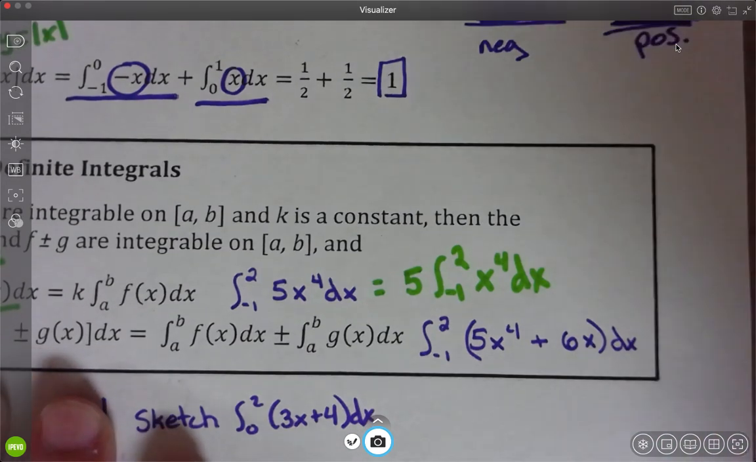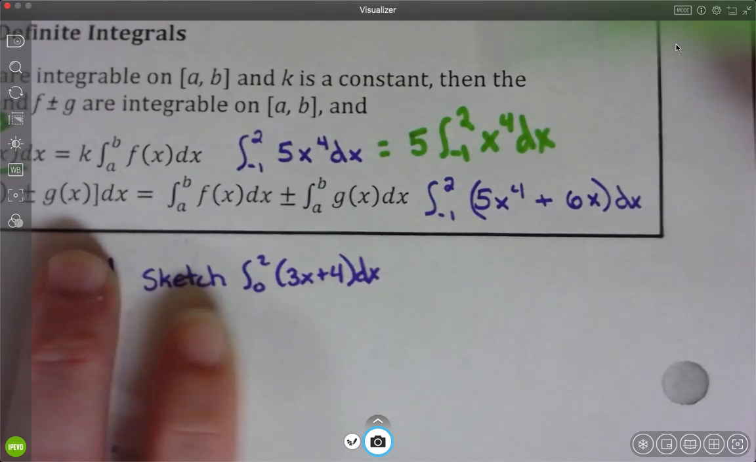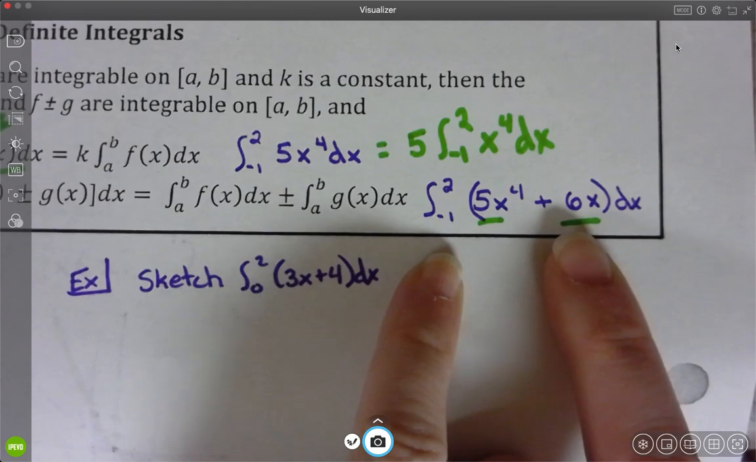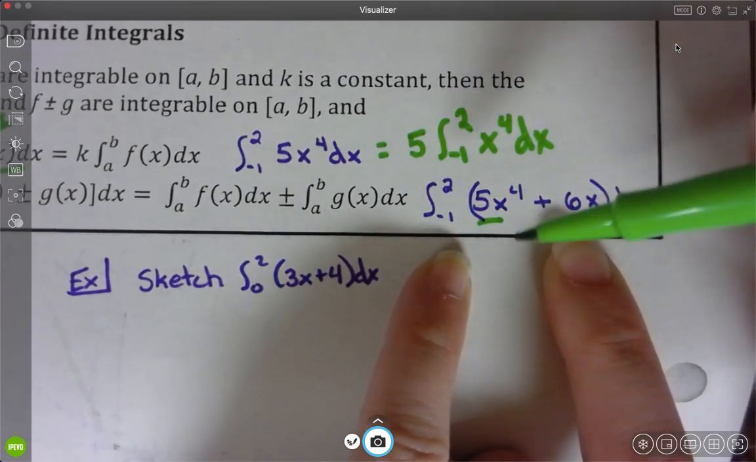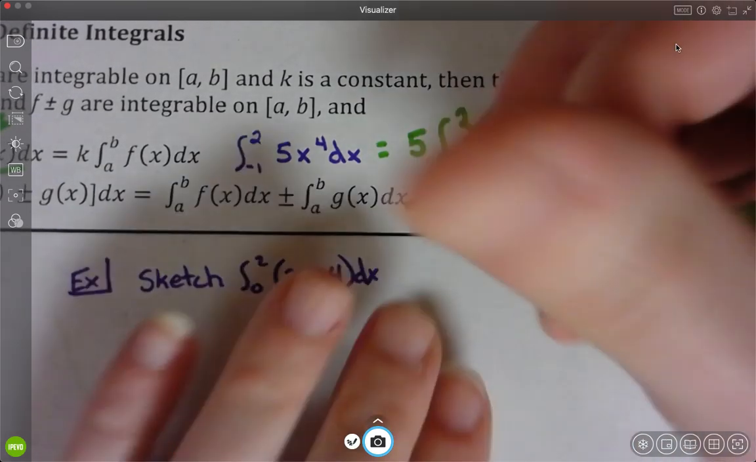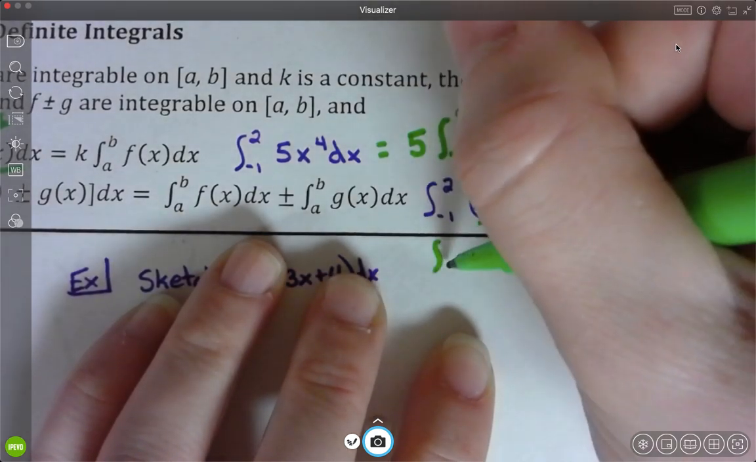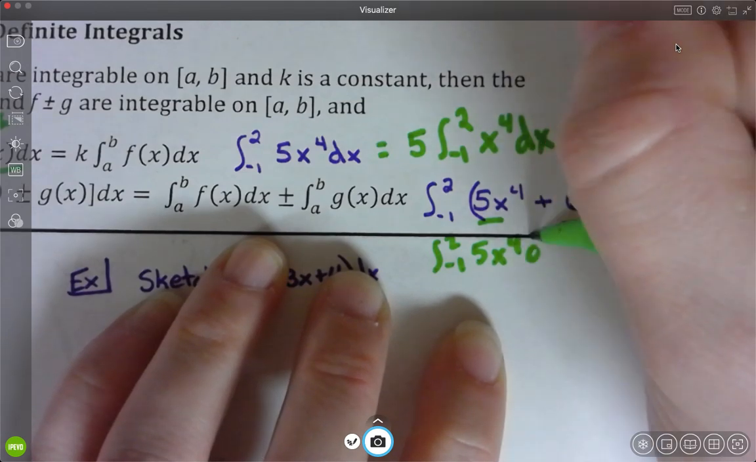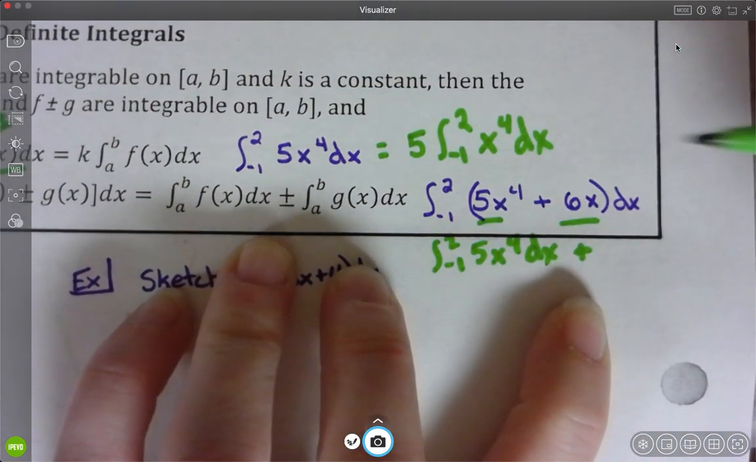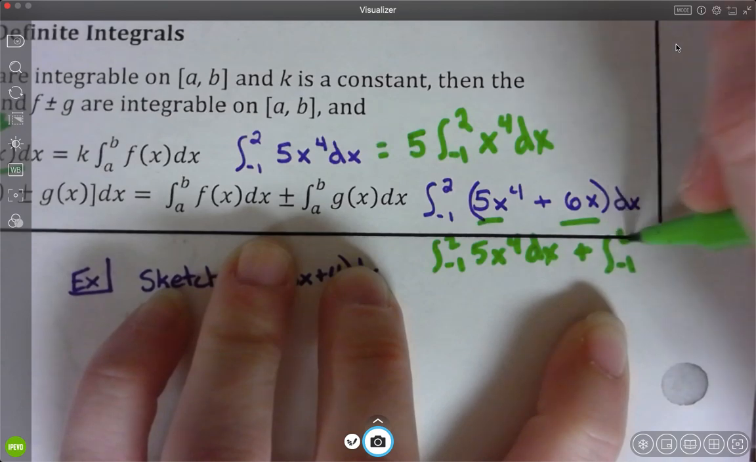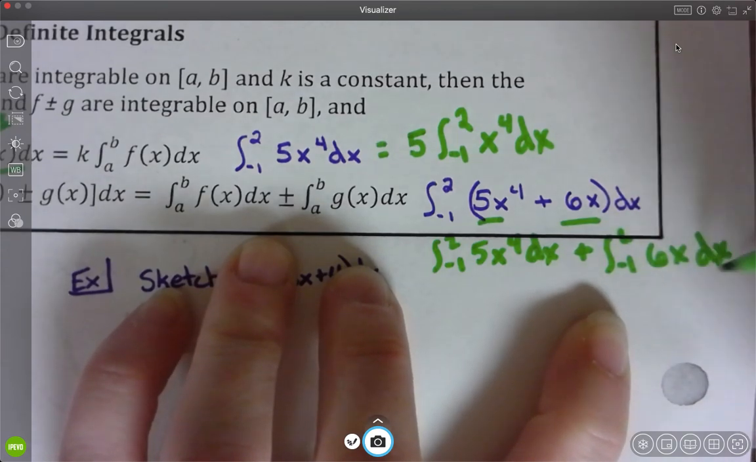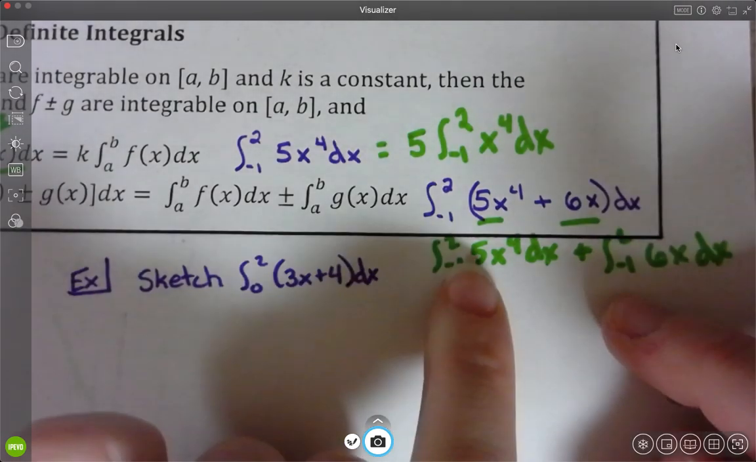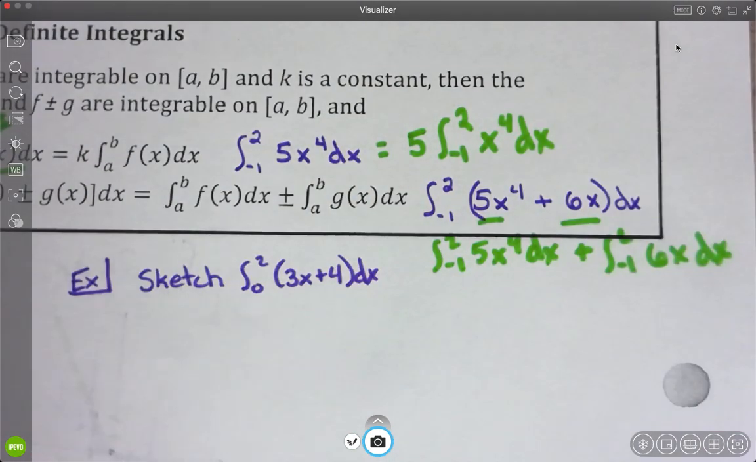With number 2, with this property, it says that if I have 2 individual pieces that I'm evaluating, kind of like when we did this with indefinite integrals when we didn't have these numbers here, you can take that and split that into 2 pieces. So from -1 to 2 of 5x to the 4th dx plus, now I can do from -1 to 2 of 6x dx. I can basically take those 2 pieces, evaluate them individually, find the area of each individual piece, and then add them back together at the end.